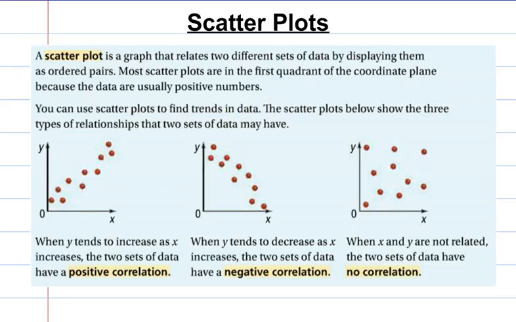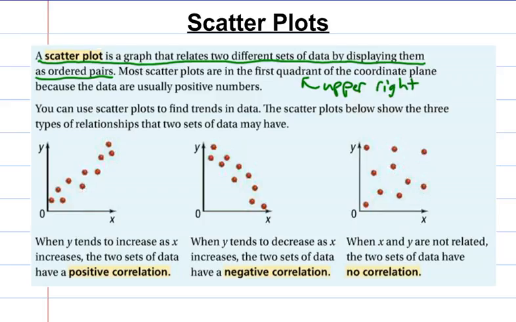A scatter plot, here's the first term. A scatter plot is a graph, so I'll just underline what's important here. A graph that relates two different sets of data by displaying them as ordered pairs. So it's like you're graphing ordered pairs. You don't have to write down the rest of this. But most scatter plots are in the first quadrant. That means the upper right quadrant of a coordinate plane. We're only using all positives.